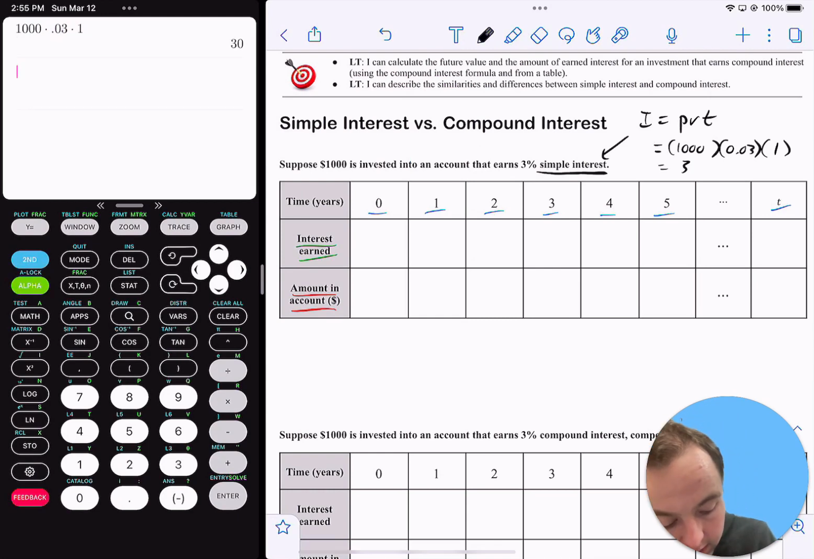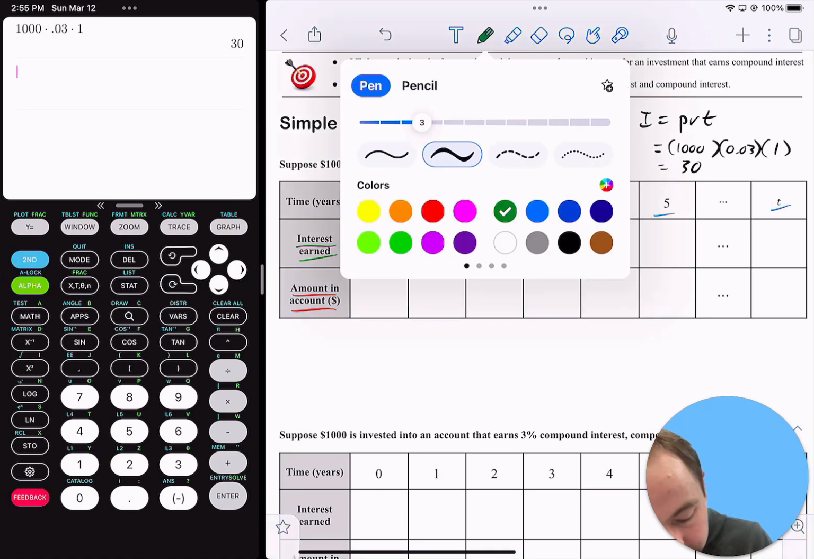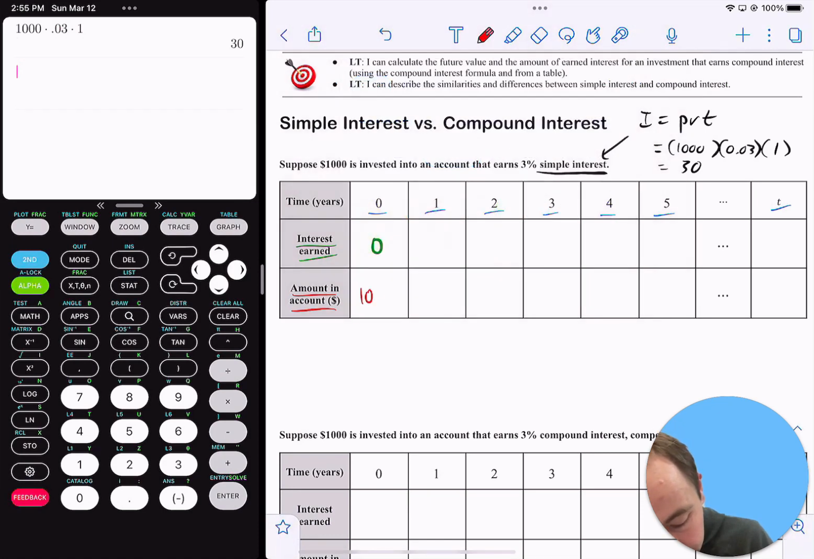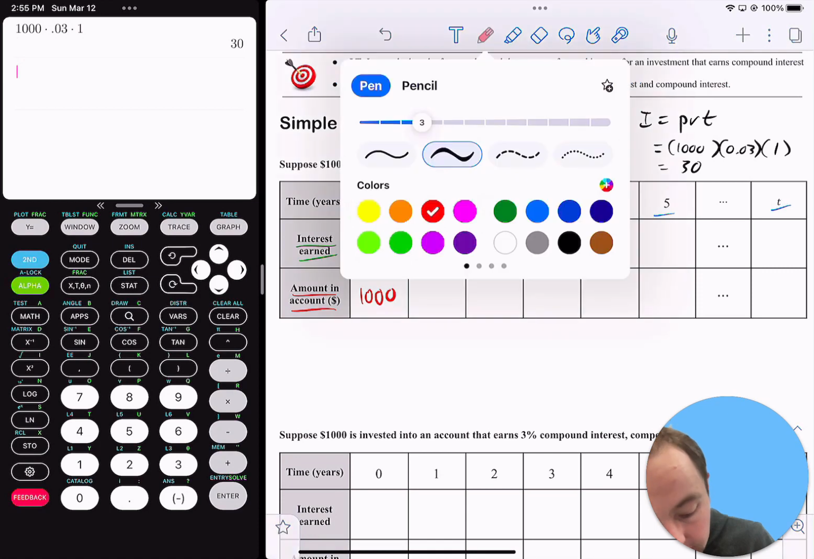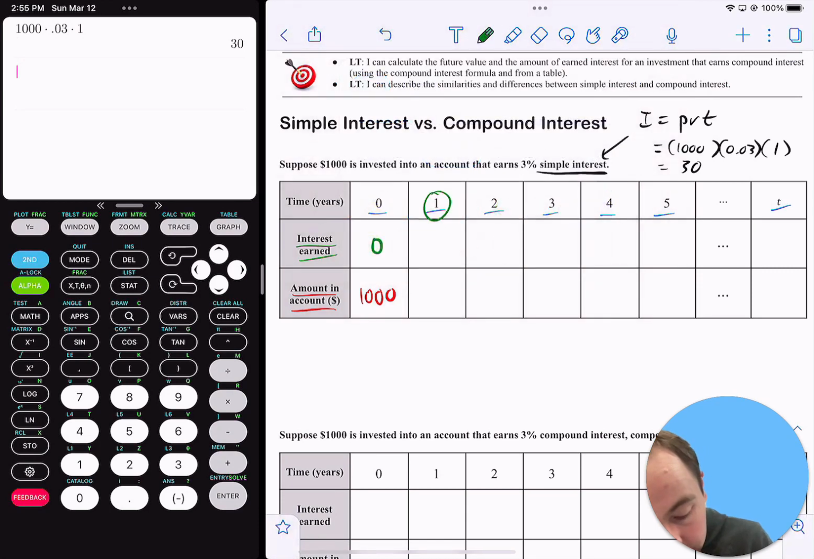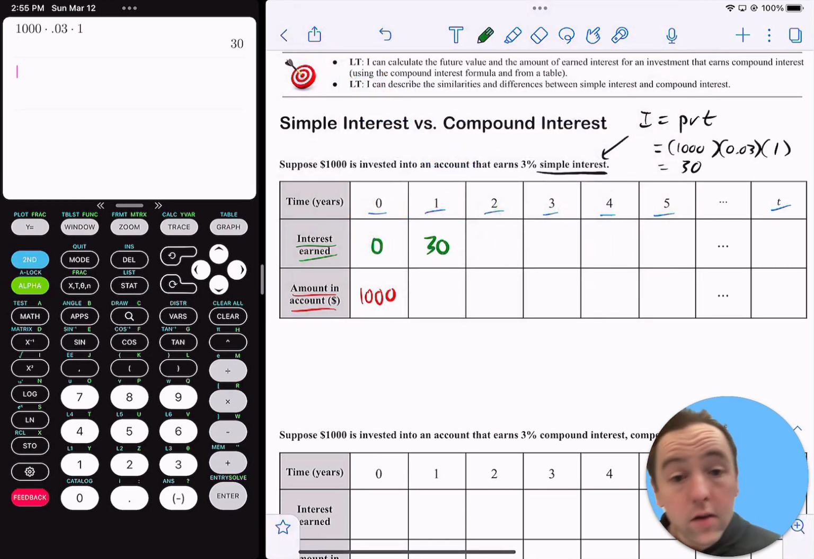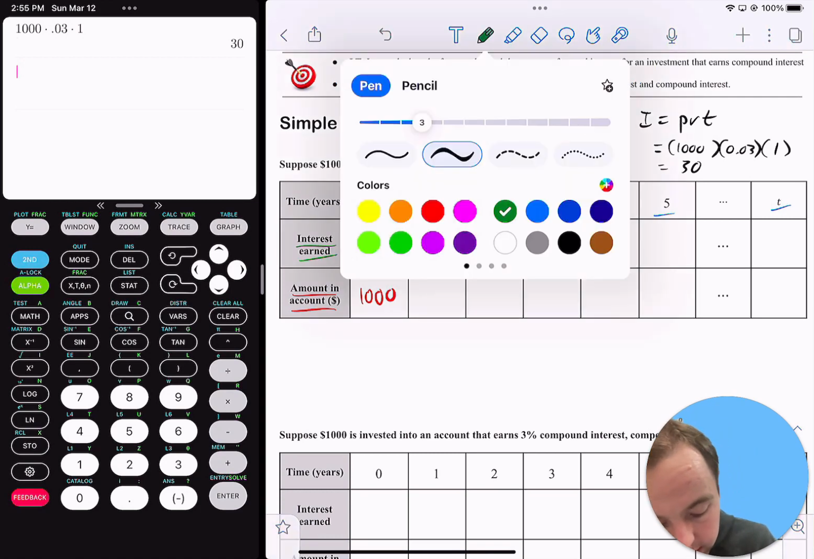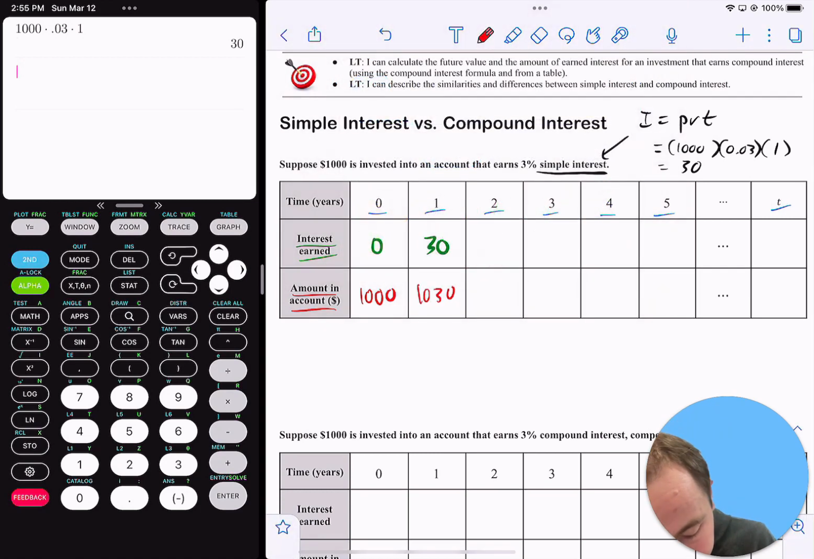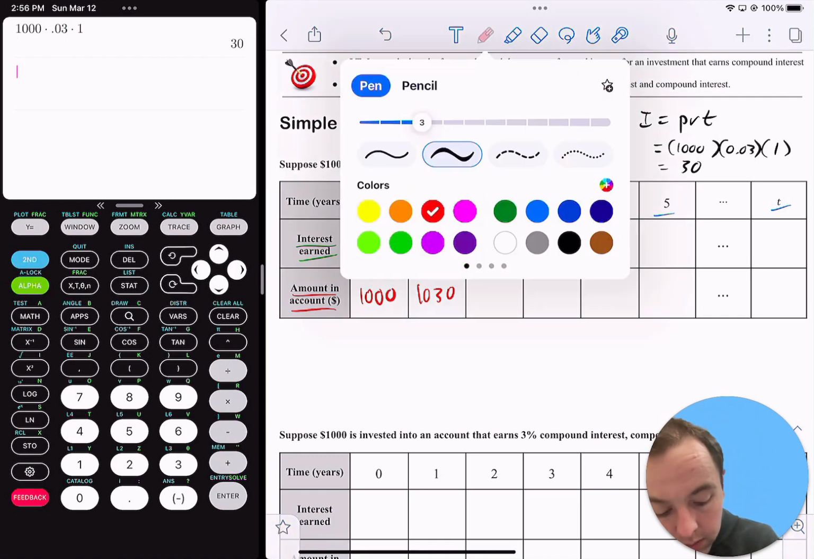So what that means then is $30 is the amount of interest that you are going to earn in the first year. What I should probably establish first of all, though, is that in year 0, we haven't earned any interest yet, and the amount that's in our account is 1,000. So now what we've just established is that after the first year, there's going to be $30 of interest that we've accrued over the entire year. That then increases our balance by $30. So now we have $1,030 in the account overall.